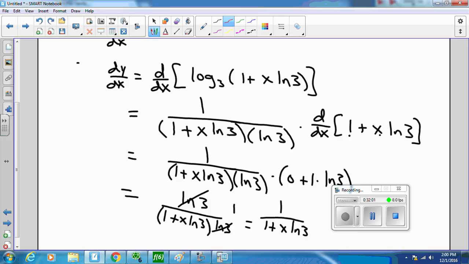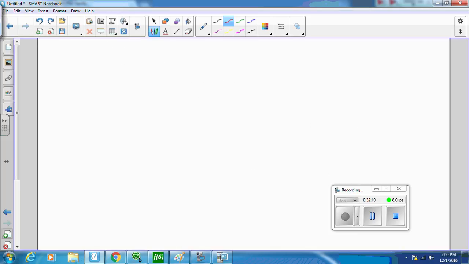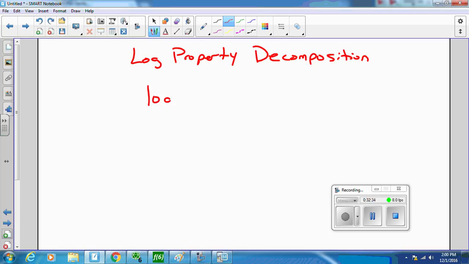Now, the reason we love logs is that logs allow us to turn multiplication into addition, division into subtraction, and exponents into multiplication. This is why logs were invented in the first place by John Napier in the 17th century. So one of the most important skills that we're going to have is the ability to take a log expression and decompose it according to the log properties. So let's call this log property decomposition.